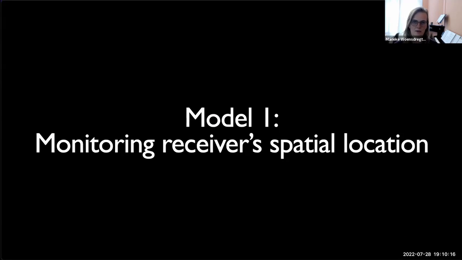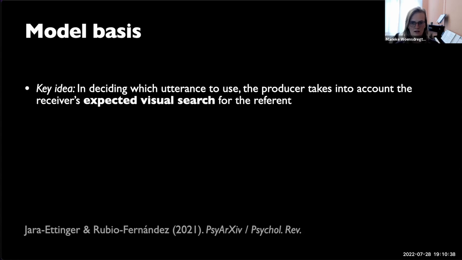And we combined this experiment with a computational model in which we wanted to capture this idea that the speaker monitors the receiver's spatial location depending on which system they are using. So whether they're using an egocentric or an allocentric system. And in order to capture this difference between egocentric system and allocentric system, we used as a baseline assumption in the model that in deciding which utterance to use, the producer takes into account the receiver's expected visual search for the referent.